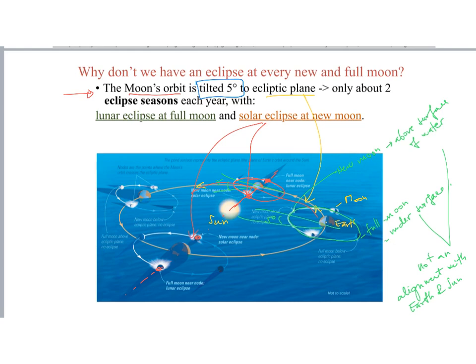and then you have the full moon, right? Sorry, here, erase that. And another one here. So you see how it's only going to happen about 2 times each year.